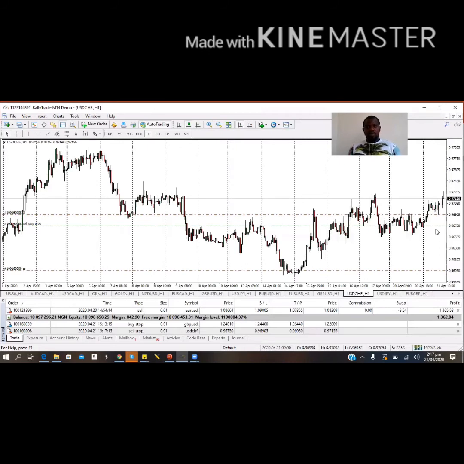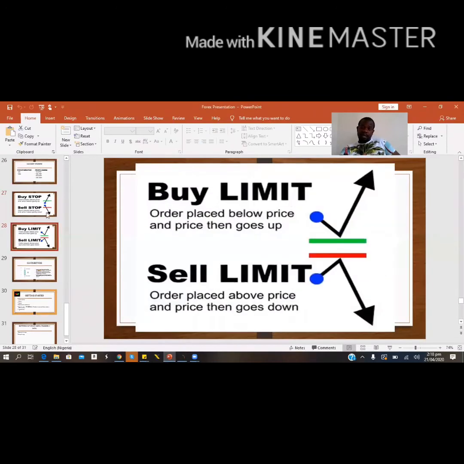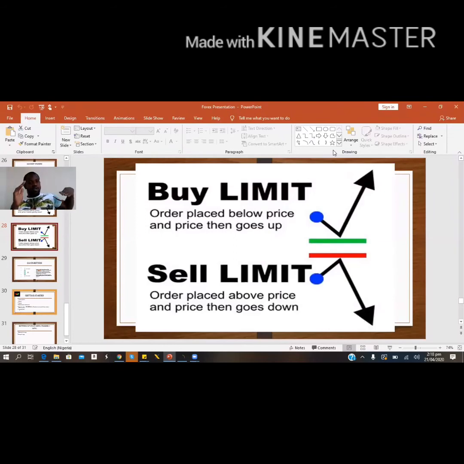So quickly, I'll run on to the next type of pending order, which is the buy limit and the sell limit. Quickly, let's run back to our slide. The buy limit and the sell limit. Basically, this is an order just like the stop orders, the buy stop and the sell stop. It's another pending order, but different from them.